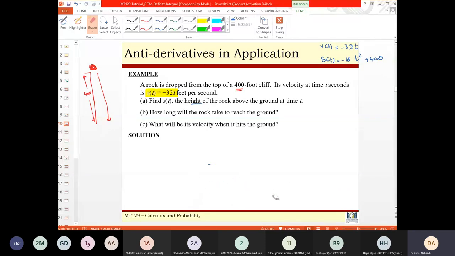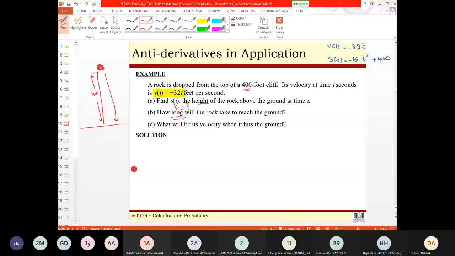Part B of the question is asking about how long. How long, what does that mean? I'm talking about time. Right? It asks me about the time. How long will the rock take to reach the ground? When it reaches the ground, what happened?